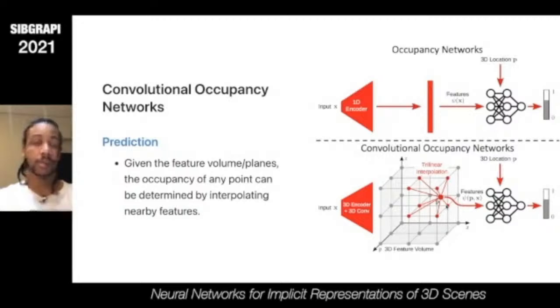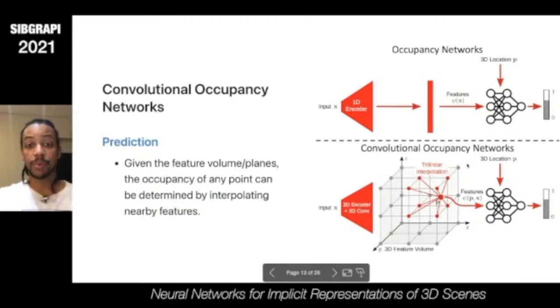Notice that in the original occupancy networks, we take this point P in the 3D space, and we take the global features of our input to make a prediction. And now in the convolutional occupancy networks, we pre-process our input X to get a feature volume or feature plane. And for an arbitrary point P in the 3D space, we will compute a feature vector for this point P given this feature volume or plane of our input by interpolating nearby features.